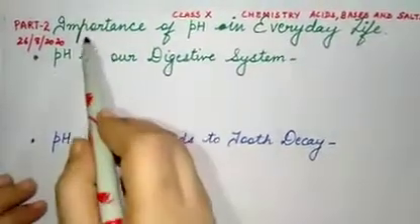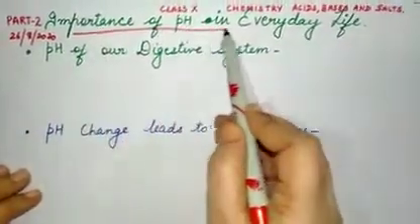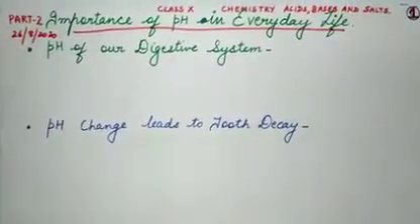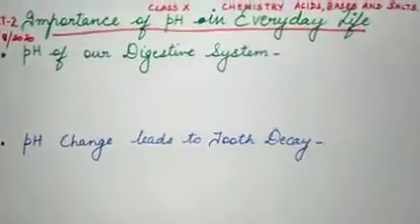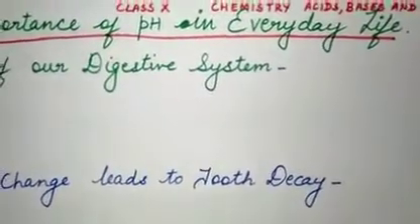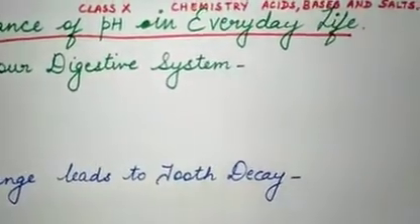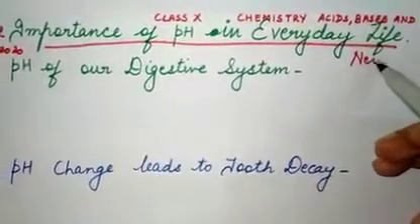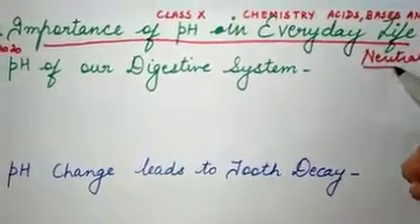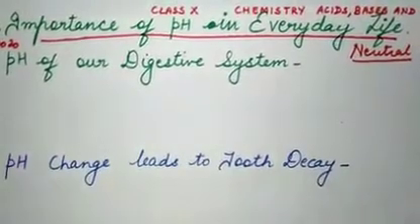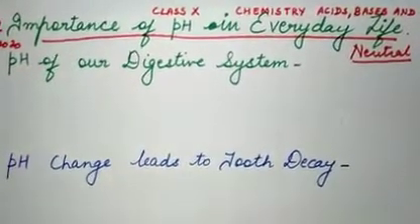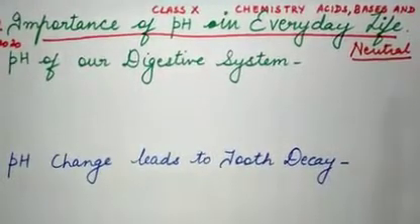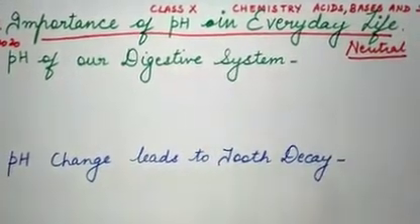Now let us come to the second part of the video. This is about the importance of pH in everyday life. How pH is important to us in our everyday life. Actually, every living organism wants to survive in a neutral pH. Neutral pH is the best one for the growth of plants, animals, human beings, all the living organisms. They survive best in neutral pH.